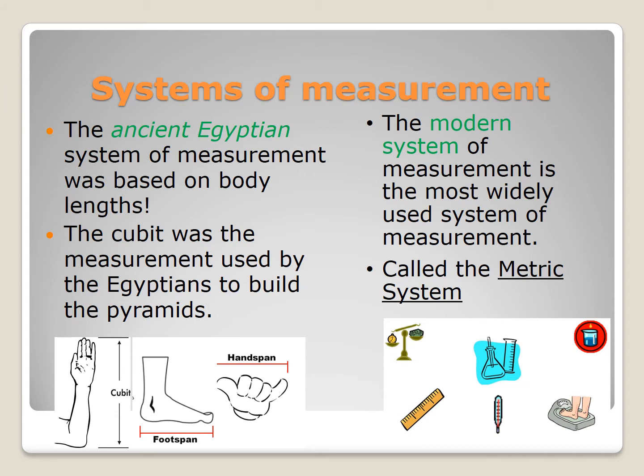Now, guys, you have to be very careful, because remember, we have different people with different feet, different arms, and different hand spans. So these will not give you a precise measurement. So this led to the modern system of measurement, which is the most widely used system of measurement, and it's called the metric system.